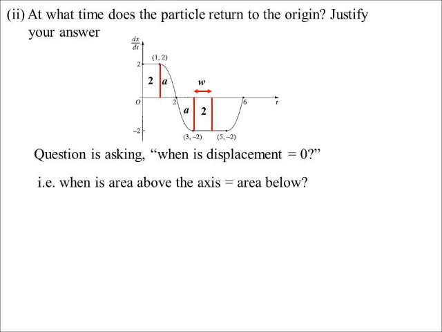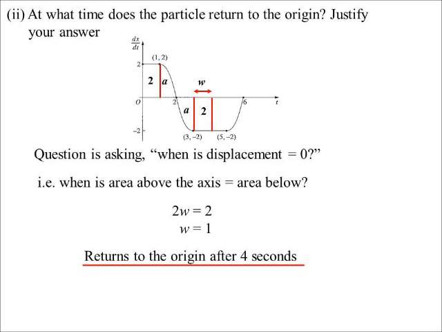So therefore I need to work out a rectangle. When is that rectangle equal to 2? At what point? Well, the width of that rectangle, I know the height of it is going to be 2. So 2w equals 2. The width must be 1. So my estimate is it ends up being at t equals 4. So after 4 seconds.